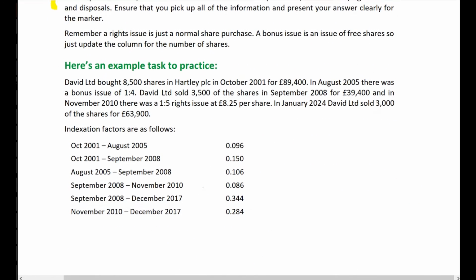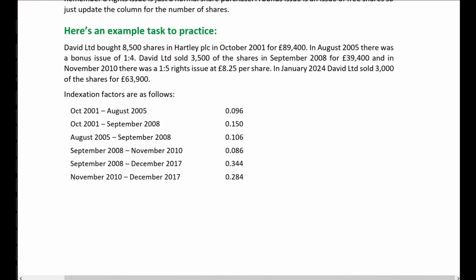Here's our example task involving David. David has bought some shares in a company called Hartley plc. David has then gone on to sell some of those shares in Hartley plc, and the question we have to deal with is which shares has he sold and what will the gain be? But already I can see there's a paragraph of information followed by a long list of indexation factors, and in the exam I may already be a little bit scared.